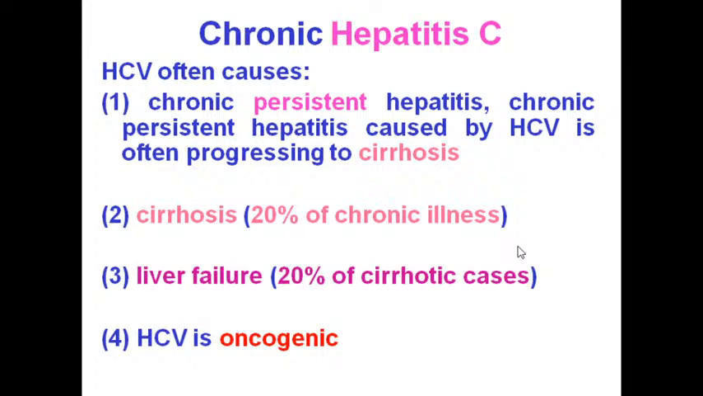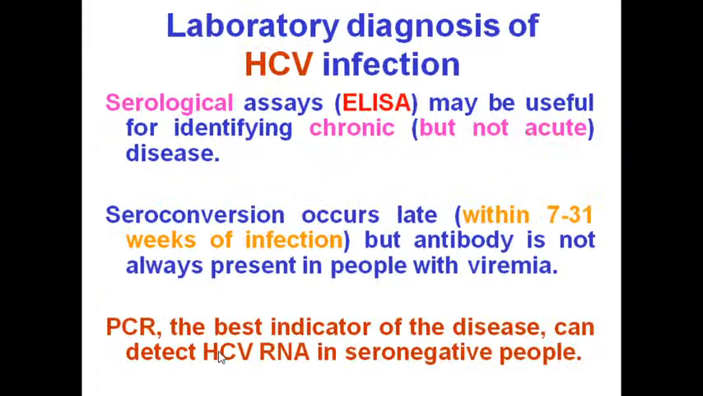So chronic hepatitis is very common. As we said, in 80% of those who develop symptoms, chronic hepatitis occurs. The virus persists in the hepatocytes, and often this infection progresses to cirrhosis. In 20% of chronic illnesses, cirrhosis occurs. And liver failure occurs in 20% of those who have cirrhosis. And also, hepatitis C virus may cause primary hepatocellular carcinoma.